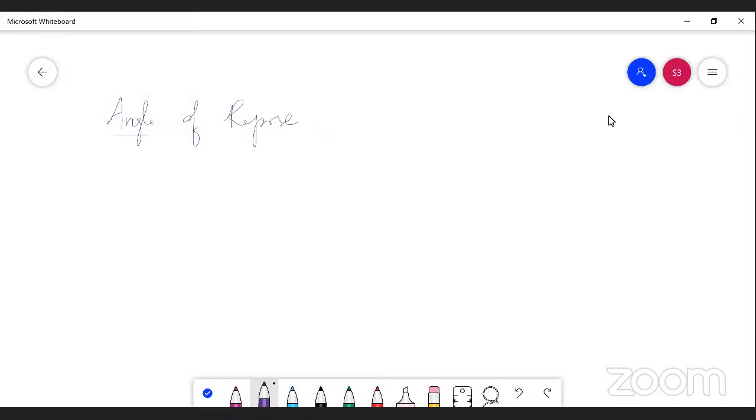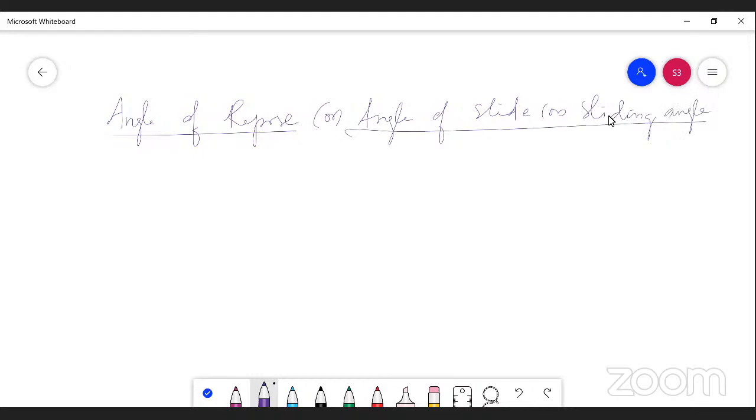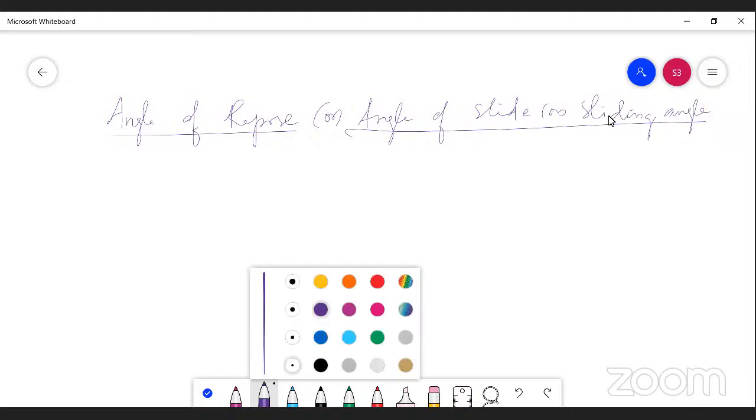In the previous class, you had a discussion about the angle of friction. Now, we are going to speak about angle of repose. In other words, we call it angle of slide or sliding angle. We used to call angle of repose by these names: angle of slide or sliding angle.